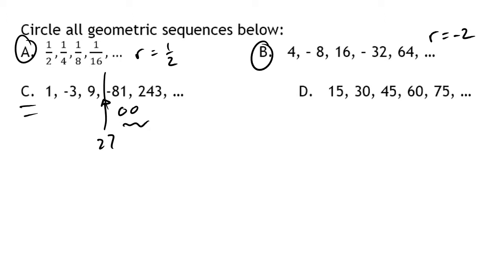The next one, it looks like I doubled the first time, but if I doubled again, I would have to go to 60, and there's a 45 in here. What I think is happening here is that I'm adding 15 each time. So this would be an arithmetic sequence. So this is not geometric either. So for question number 2, both A and B are geometric sequences.